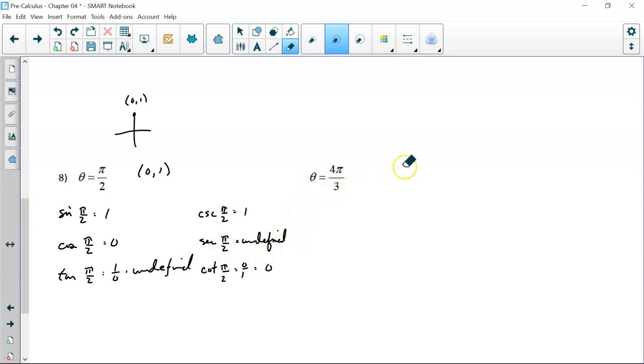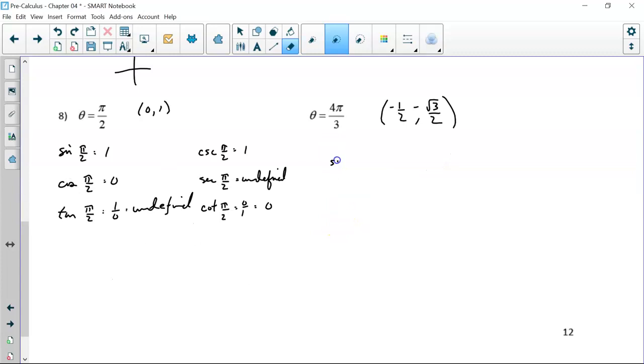Now, for 4 pi over 3, whenever you see a pi over 3, remember it's at a 1/2 and a root 3 over 2. Now, we're going to be in quadrant 3, so they're both going to be negatives. So what we have here is that the sine of 4 pi over 3 is the y-coordinate, it's negative root 3 over 2. The cosine of 4 pi over 3 is the x-coordinate. It's going to be a negative 1/2.